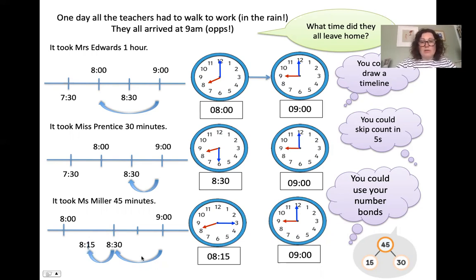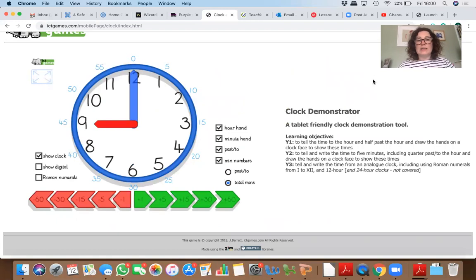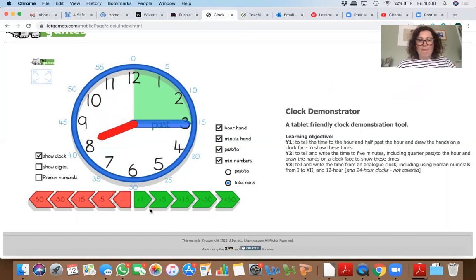Or you could skip count. Or you could use your known facts. I know that 45 minutes is 3/4 around the clock, because 1/4 is 15. It's 15, 30, 45. Or we could skip count 5s back. 5, 10, 15, 20, 25, 30, 35, 40, 45. What time did Miss Miller leave her house?